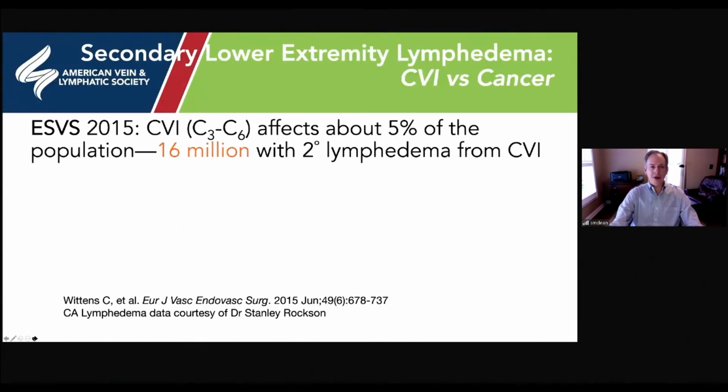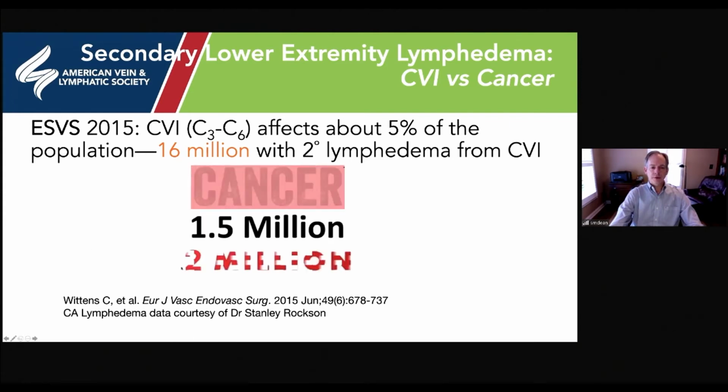And unfortunately, there really is no great data on the exact prevalence of phlebolymphedema in the United States. However, I think we can extrapolate and construct some useful numbers based on the following. Here is a statement from the European Society of Vascular Surgery in 2015, recognizing that CVI, by definition, C3 to C6 disease, affects about 5% of the population. So if you assume there's 325 million people in the United States, at least 16 million of them should have secondary lymphedema from chronic venous insufficiency. And you contrast that with numbers I've heard Dr. Rockson speak on, that the cancer-associated lymphedema probably runs in the 1.5 to 2 million range.